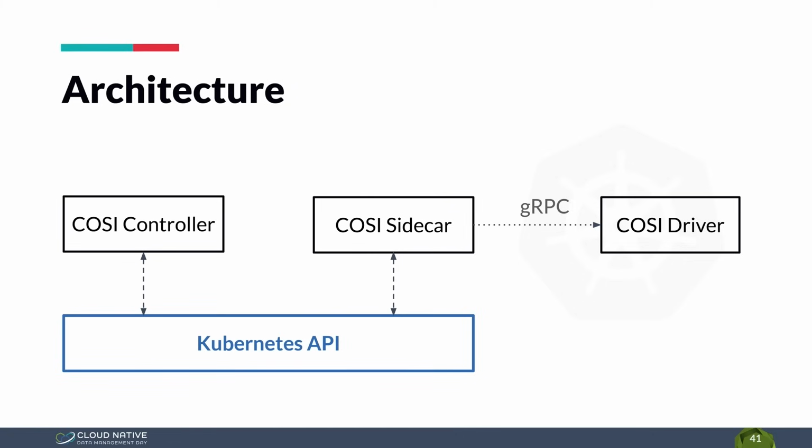So the COSI sidecar, the separation is intended to allow the driver and sidecar to work together without disrupting the operations of the central controller and without even having the risk of a bad actor.